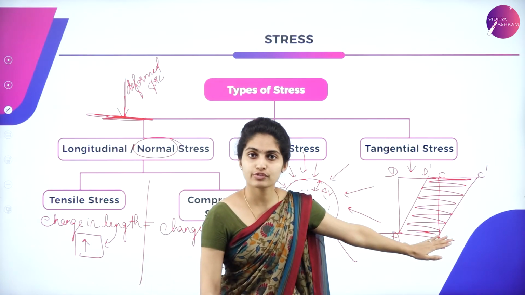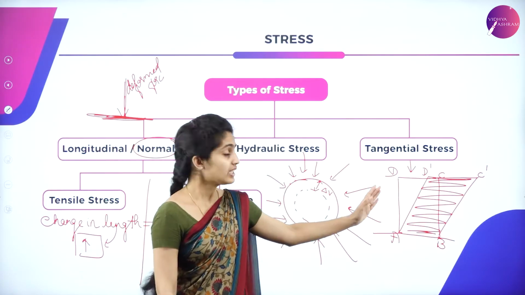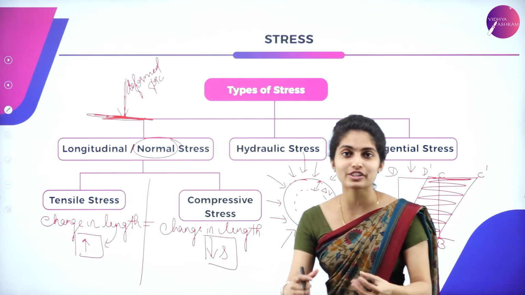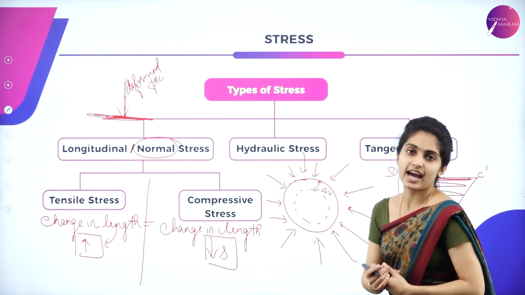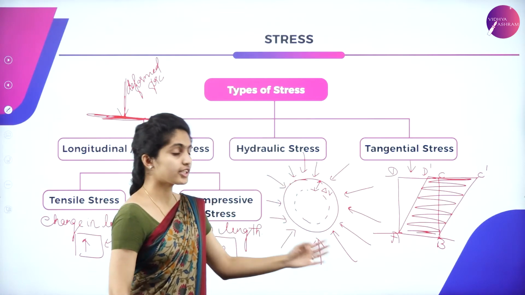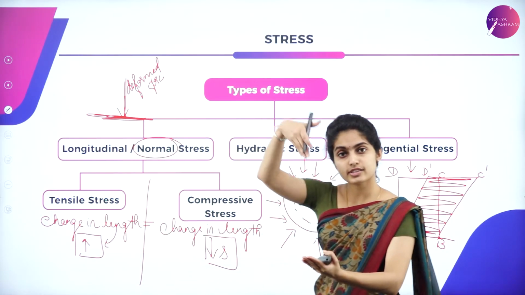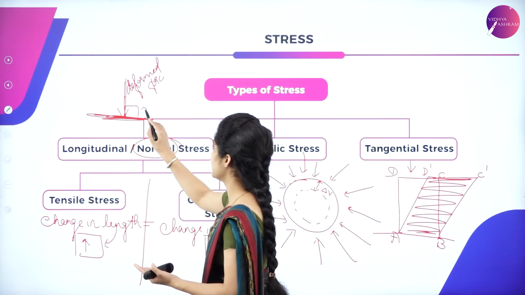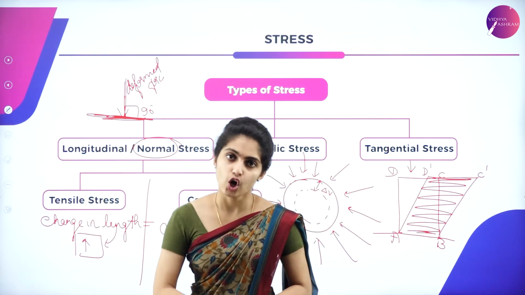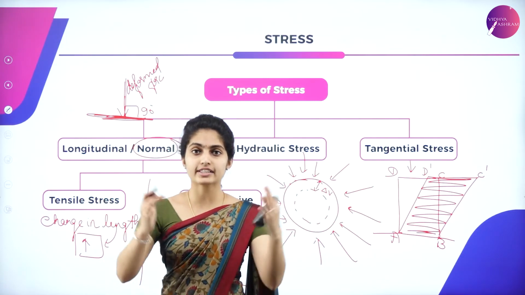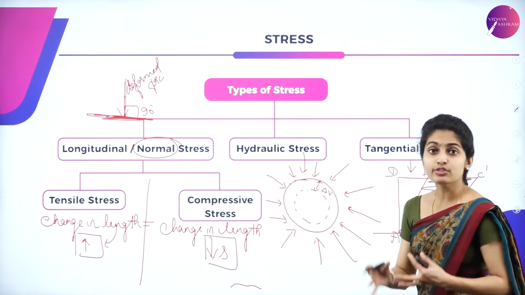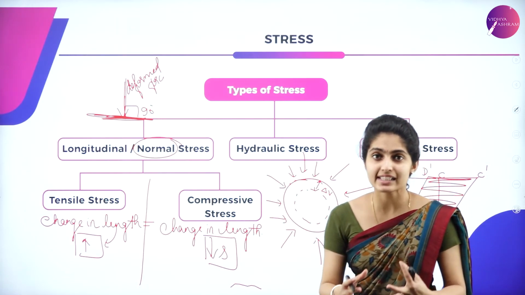So the deforming force which is acting tangential to it gives a restoring force per unit area, and that restoring force per unit area is known as tangential stress. In a tangent way, the force is applied on an object. Normal stress means perpendicular, that is 90 degrees, the deforming force is applied on a surface of the object. For hydraulic stress, the deforming force is exerted equally on all sides. So now you know stress as well as the types of stress.